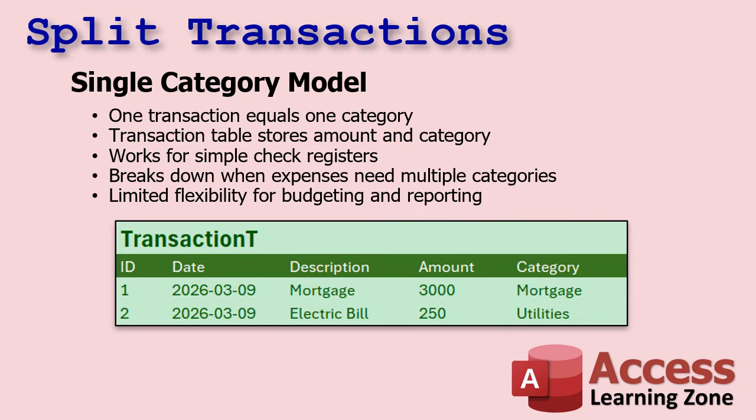Now, some people will try to work around this by adding categories over here like category 1, category 2, category 3, but that gets messy fast and that doesn't scale well at all. So what happens when you need 4 splits or 5? Now you're adding another field and redesigning your database again.